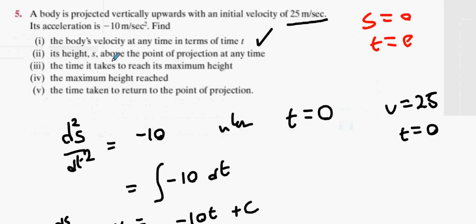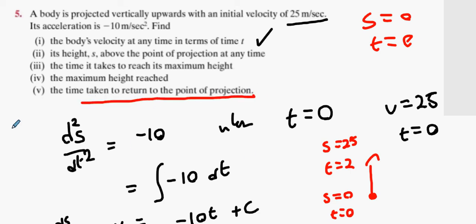The height S above the point of projection. So the point of projection is where you started from. So if you throw an object, let's say S equals 0 when t equals 0, and then you're in the air, let's say S equals 25 when t equals 2. That means you're 25 meters above the point of projection, alright? Now, the time taken to return to the point of projection implies that your height is 0.